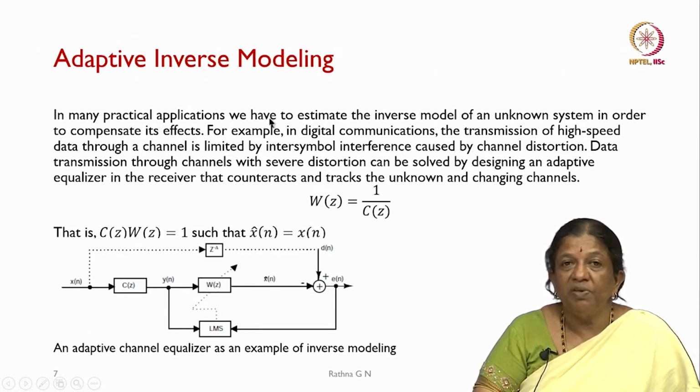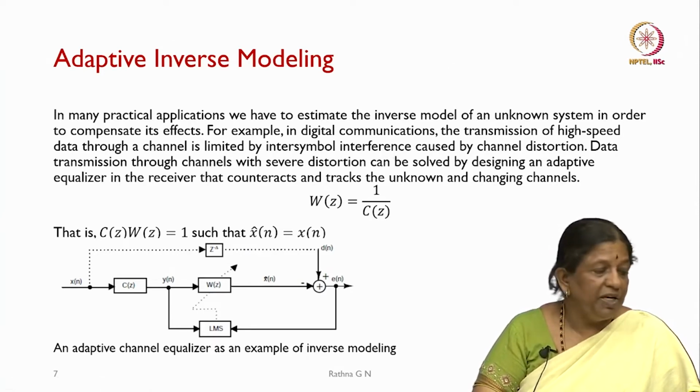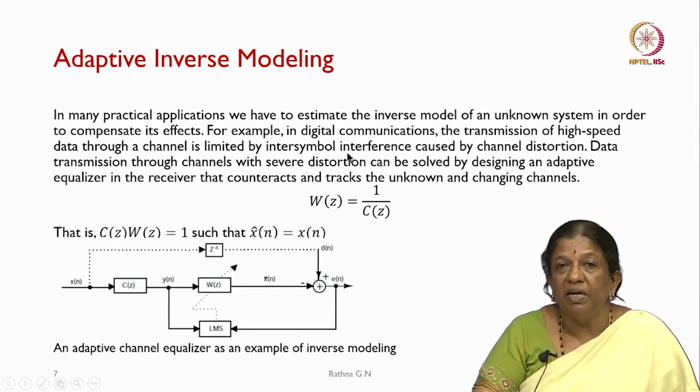In practical applications we have to estimate the inverse model of an unknown system in order to compensate its effect. As an example, in digital communications the transmission of high speed data through a channel is going to be limited by inter-symbol interference. Those who do not know it can refer to what inter-symbol interference is, which is caused by channel distortion. We know the frequencies the channel passes, so if other frequencies overlap, we will have inter-symbol interference.